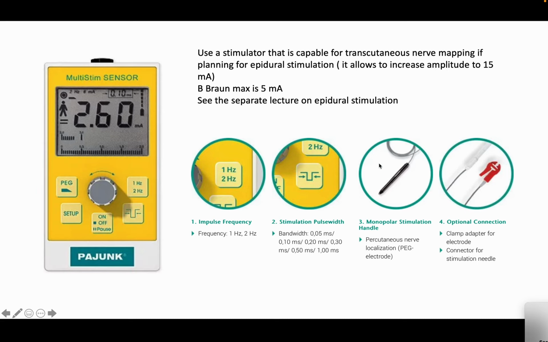So that's another stimulator I was mentioning before. This one allows you transcutaneous mapping, and because of that, it can go much higher on the amplitude of your impulse, and that would be important if you are planning to perform epidural stimulation. We'll have a separate lecture on that. Also, the duration of impulse can vary from 0.05, 0.1, 0.2, 0.3, 0.5, all the way to 1 millisecond.